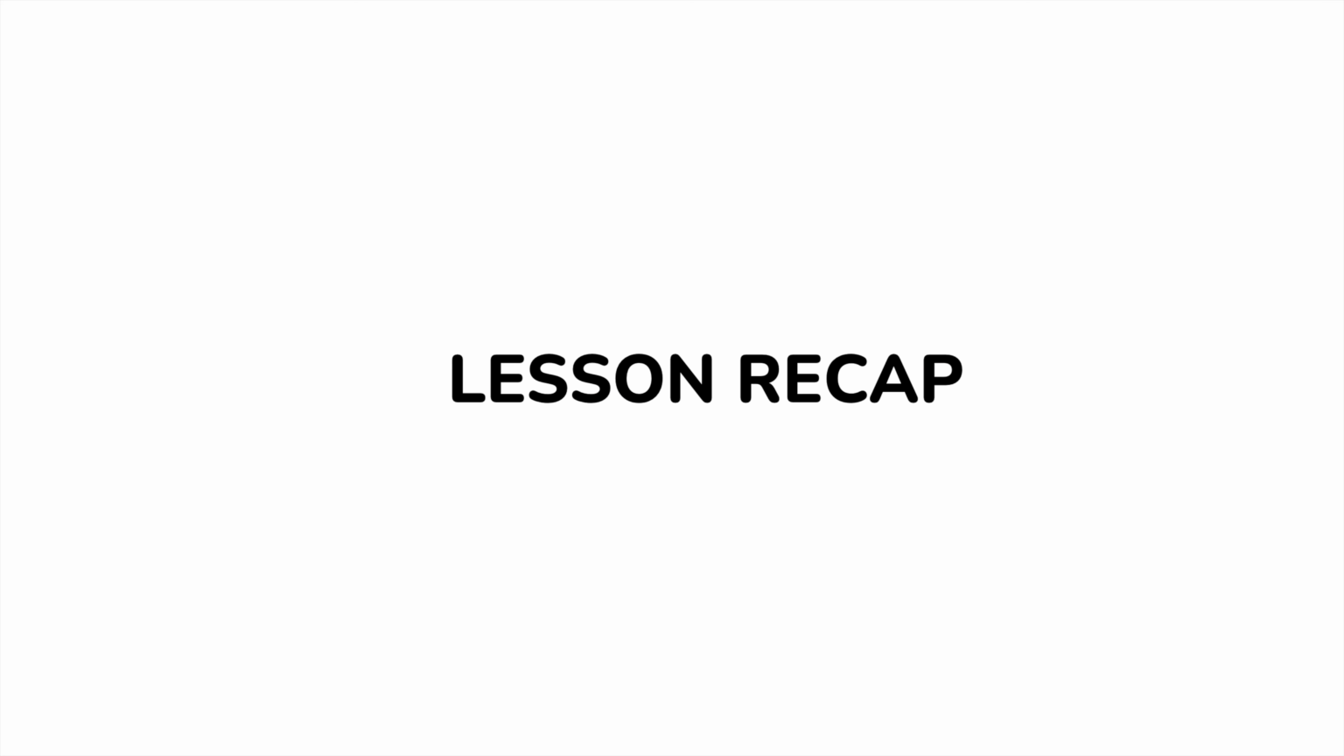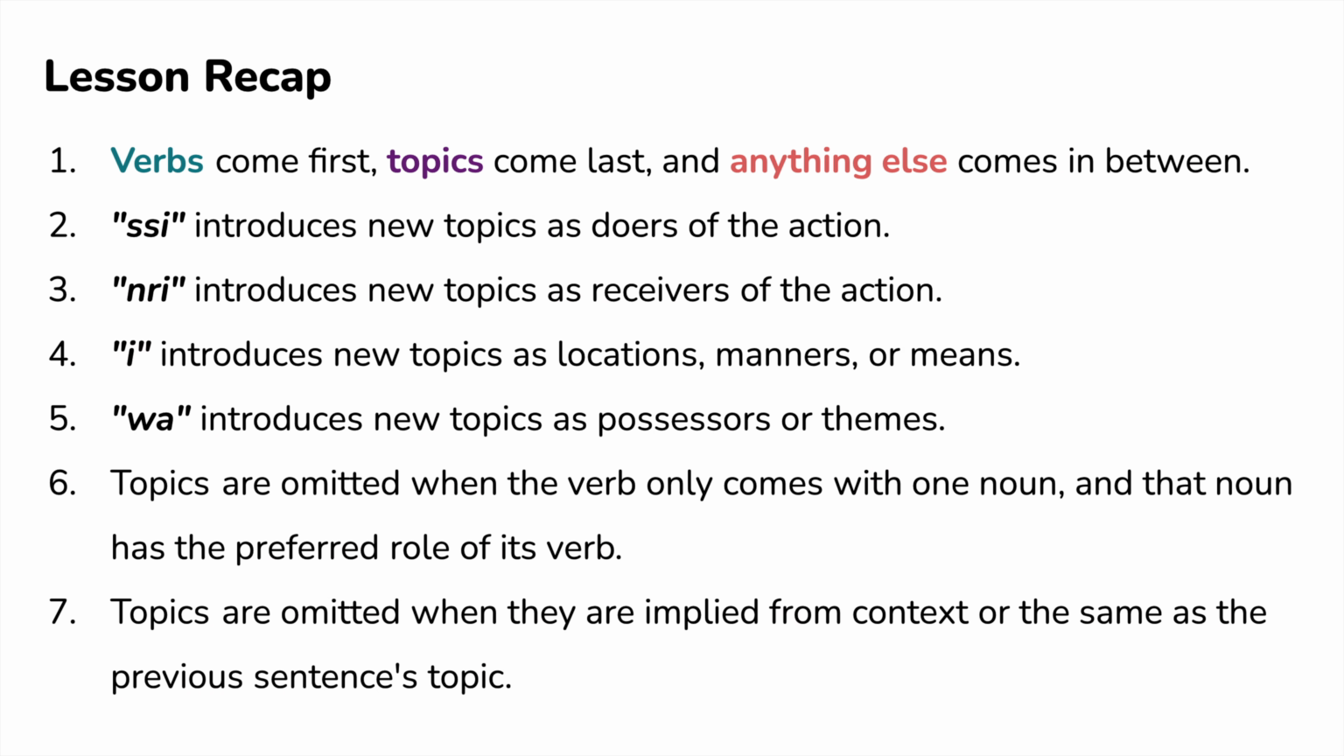So now let's wrap up this lesson by recapping what we've learned. Verbs come first, topics come last, and anything else comes in between. Si introduces new topics as doers of the action. Ni introduces new topics as receivers of the action. E introduces new topics as locations, manners, or means. And wa introduces new topics as possessors or themes.